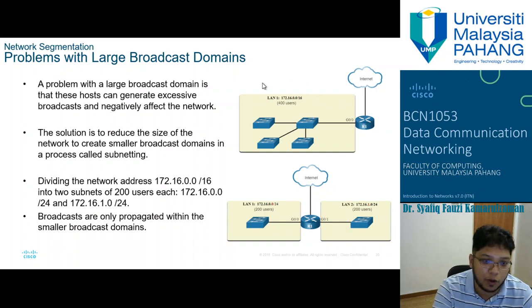This means that from one network address, you will have 2 network addresses, and from one broadcast address, you will have 2 broadcast addresses. So we divide the network address 172.16.0.0/16 into 2 subnets that have 200 users. Instead of using a /16 prefix, which is a 16-bit network portion with a 16-bit host portion, we change it into /24. Now we have 24 bits for the network portion and only 8 bits for the host portion. So this is only propagated within a smaller broadcast domain.